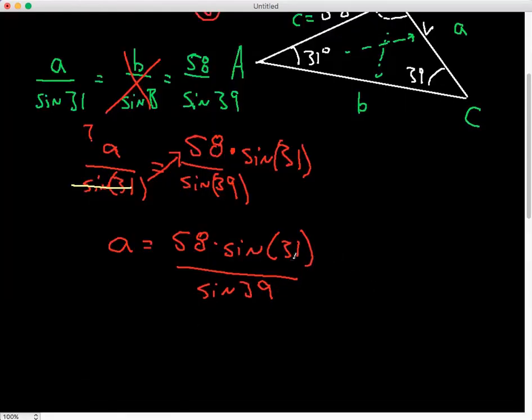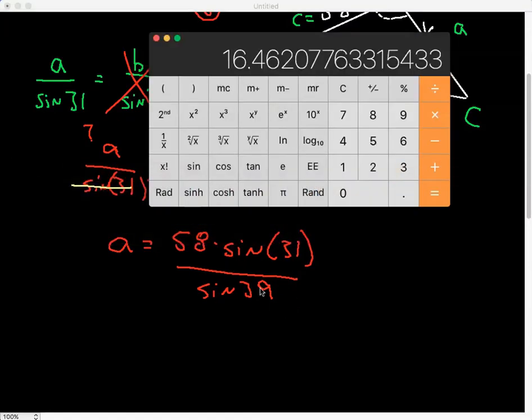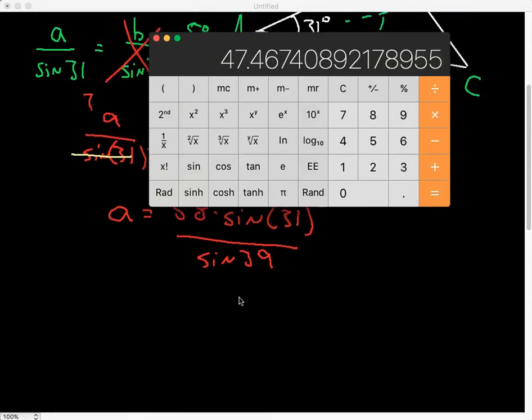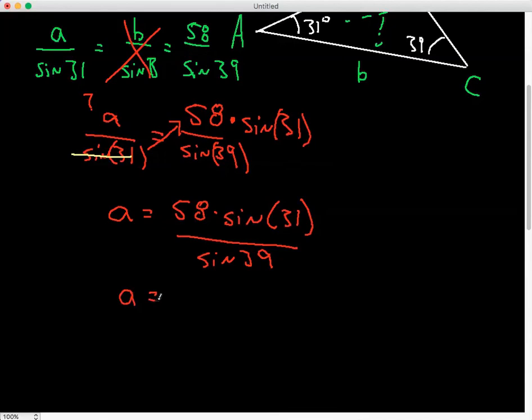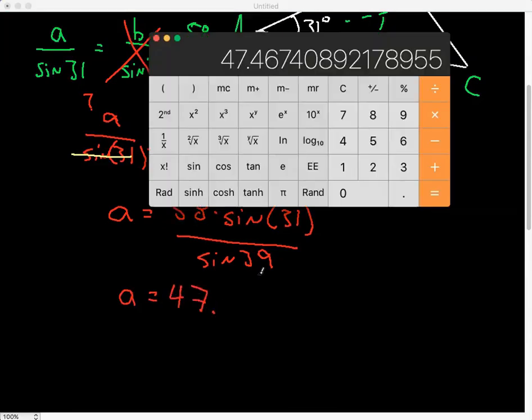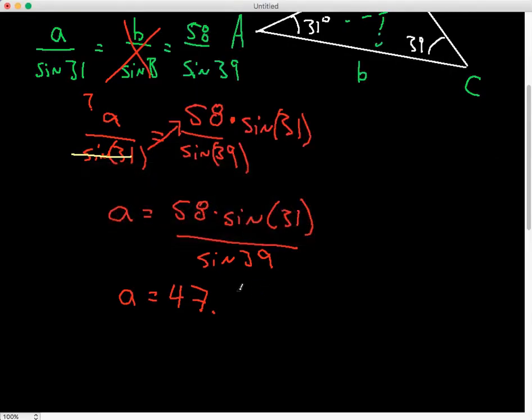Alright, so we can use our calculator here. We have 58 times sine of 31 degrees, and I get 29.8, and now I'm going to divide that by sine of 39 degrees, which is equal to 47.46. So in this case, A is equal to 47 point, and with 3 significant figures, this 4 has to be rounded up to 5. So that is my answer.